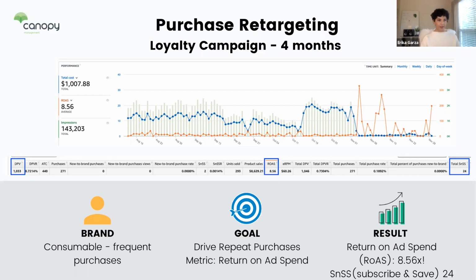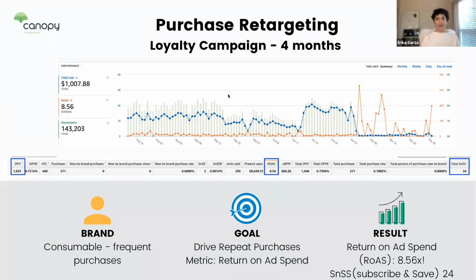Q4 is really carrying the load here. There's a ton of spikes at the end in November. It's just spike after spike in sales. So we're expecting this to continue through next year. But overall, for 4 months, the average is at 8.46, which is fantastic. We also drove subscribe and saves by 24. So that's recurring revenue for several months for each of these products. So I always recommend launching profitable loyalty campaigns if you are a consumable brand.